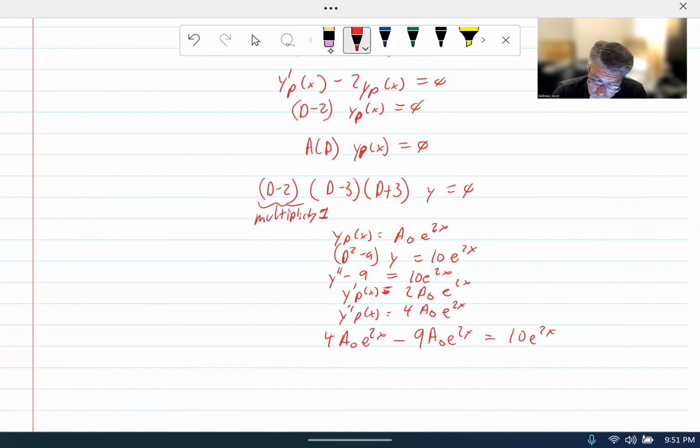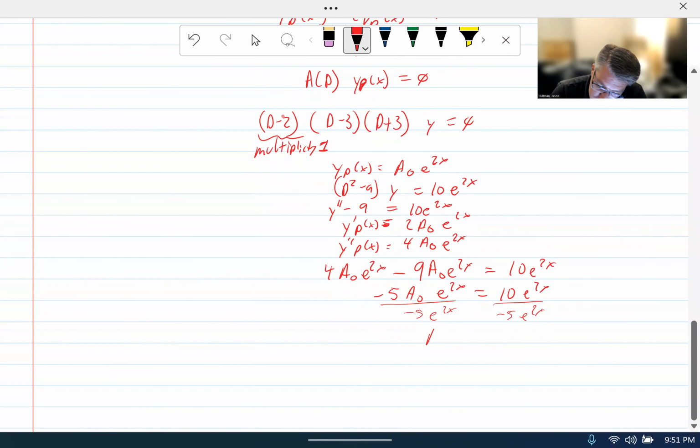And so we can solve for a naught here. This is going to be negative 5 a naught e to the 2x is equal to 10 e to the 2x. Divide by negative 5 e to the 2x, and we get a naught to be negative 2. So my y of p is equal to negative 2 e to the 2x.